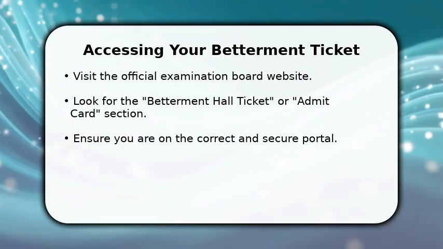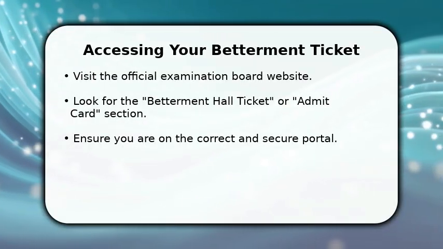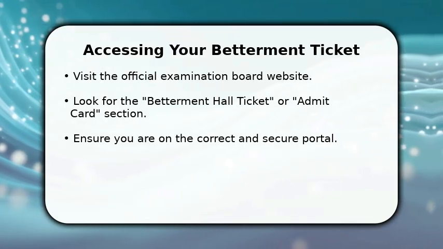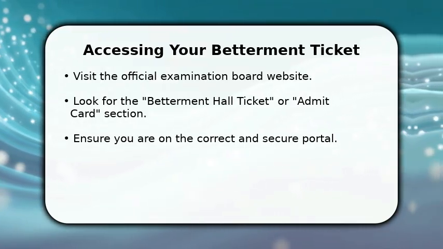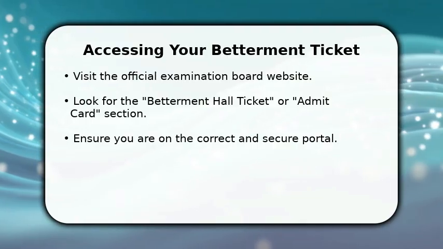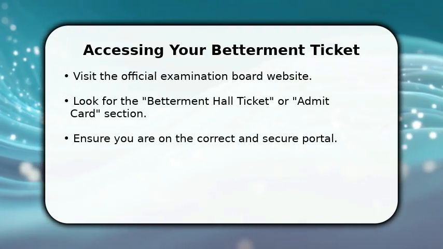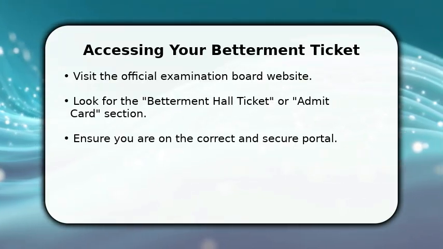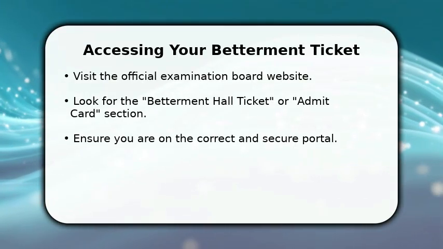In this video, I will explain how to check your Betterment Hall ticket. First, navigate to the official examination board's website. This is usually the primary portal for all exam-related announcements and services. Once there, carefully locate the specific section dedicated to Betterment examinations or admit cards.